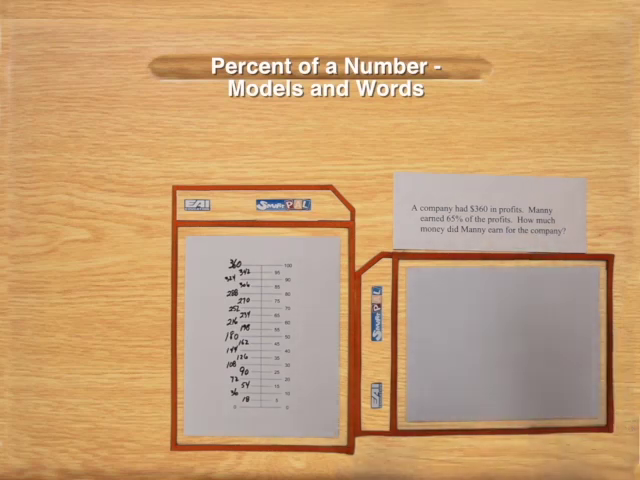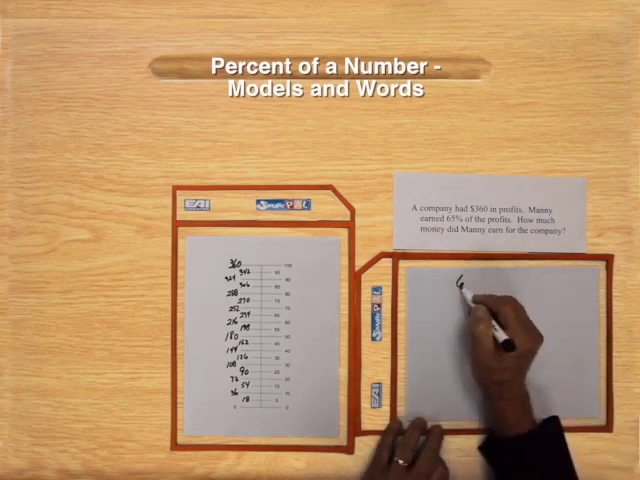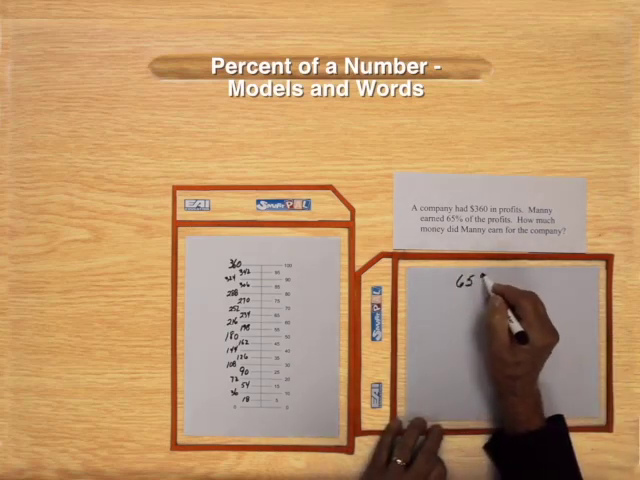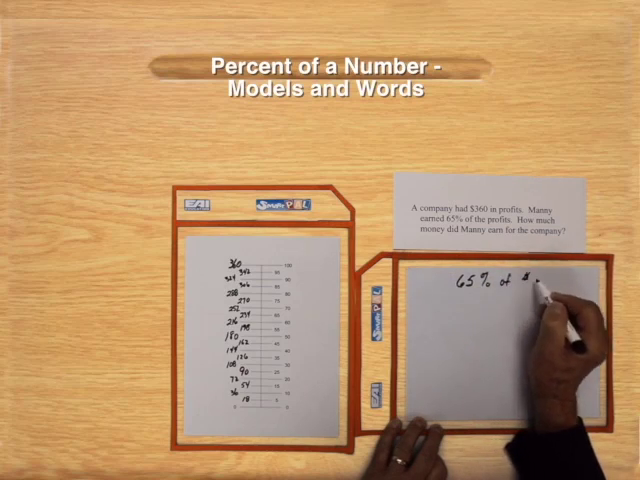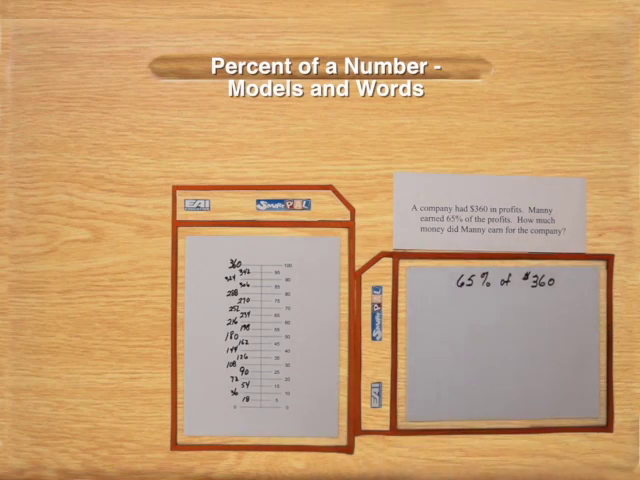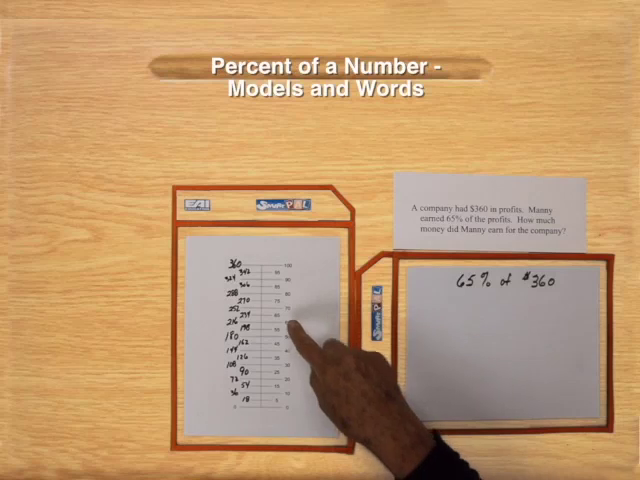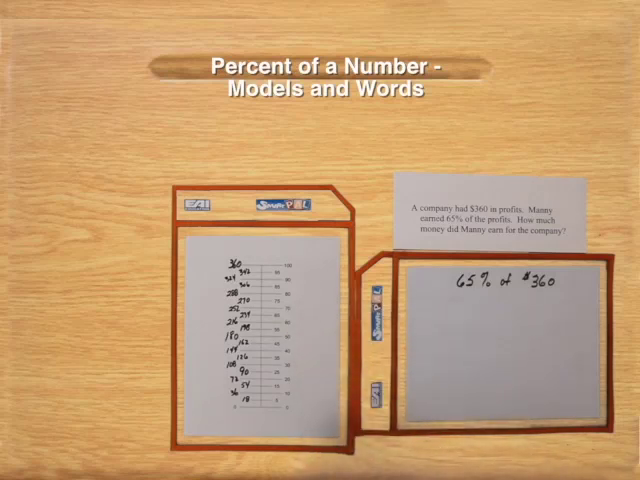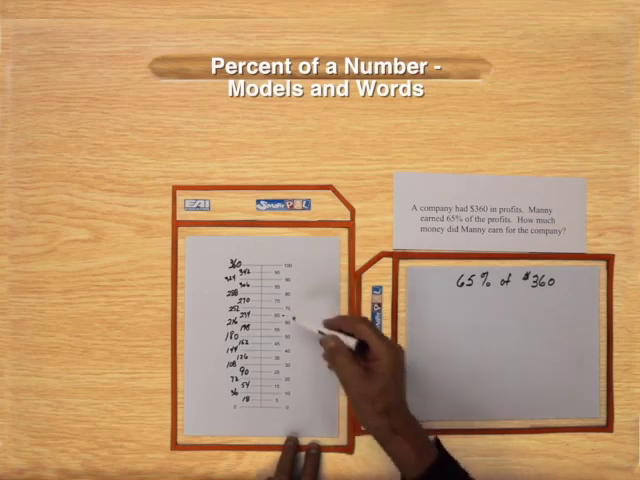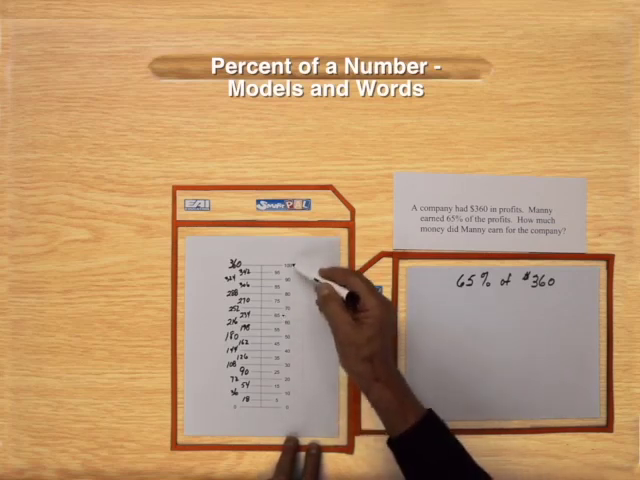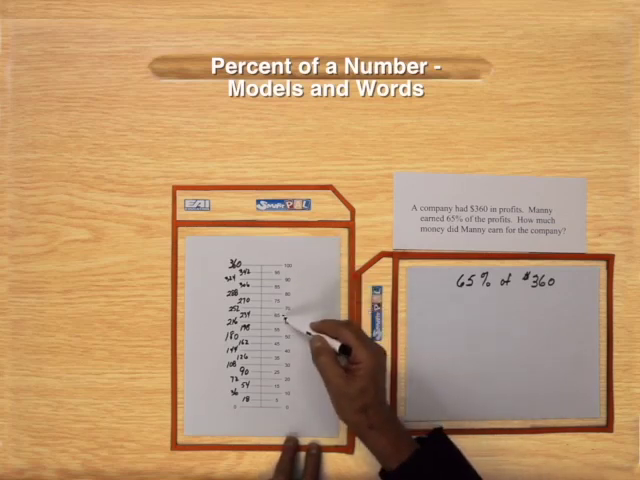So what we want to find in this problem is 65% of $360. To do this, we look at our grid. When we say 65%, we mean 65 out of 100, which is right here. So when we compare 65 to 100, 65 is right here.